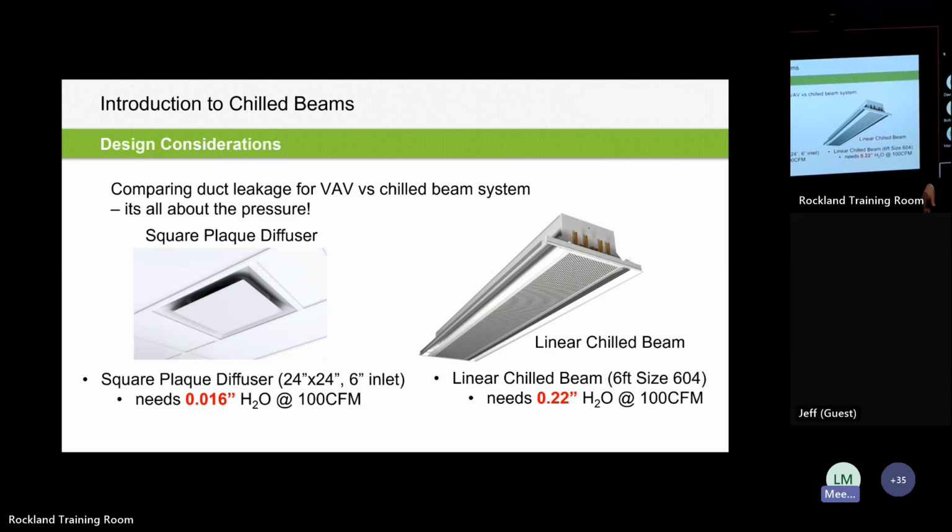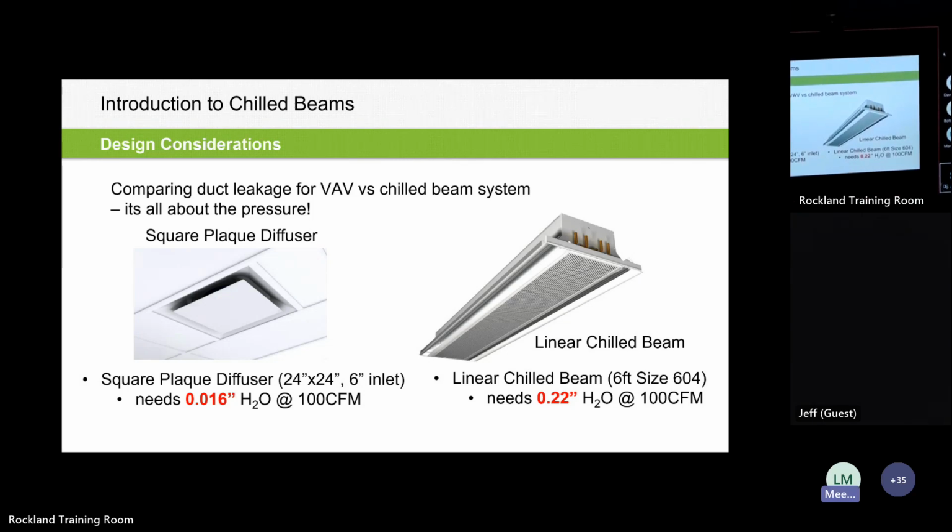diffuser, all air system, again, traditional approach design, at 100 CFM, typically you're at 0.016 inches of water pressure drop. But with a chilled beam at 100 CFM, again, because we need higher pressure to drive the nozzle velocity up, we're just shy of a quarter inch. So you've got significantly higher static pressure at the beam, which means that leakage is going to go up in your ductwork. So just making sure ductwork has the proper sealing classifications.